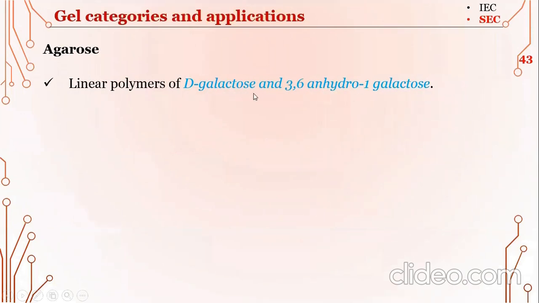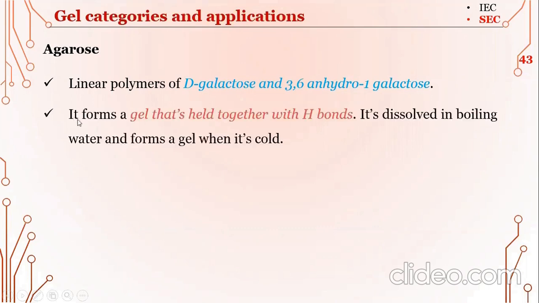So this is not a homopolymer. That will be the mixture of galactose and 3,6-anhydro-L-galactose. So it forms a gel that is held together with hydrogen bonds. The gel will be held together through hydrogen bonds, and it's dissolved in boiling water.